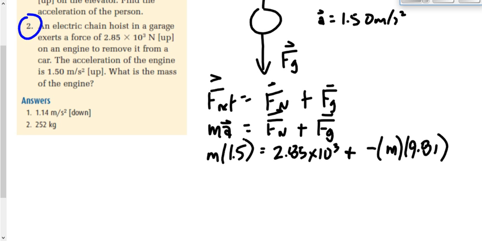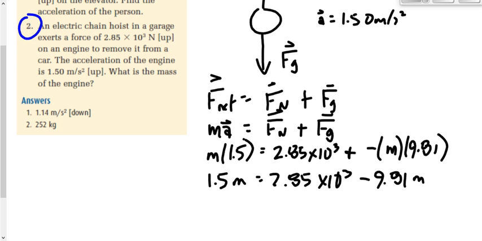Max, if 1 plus 2 is 3, and 1 apple plus 2 apples is 3 apples, what's 1m plus 2m? 3 of the m's, 3m. Good, Max. All right, so if 1 plus 2 is 3, and 1 apple plus 2 apples is 3 apples, and 1m plus 2m is 3m, then what's 1.5m plus 9.81m?